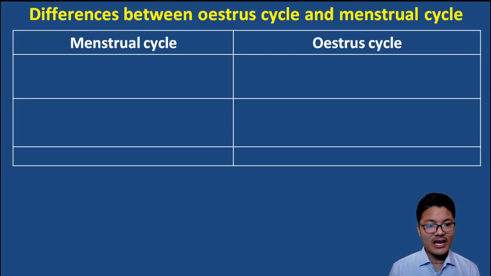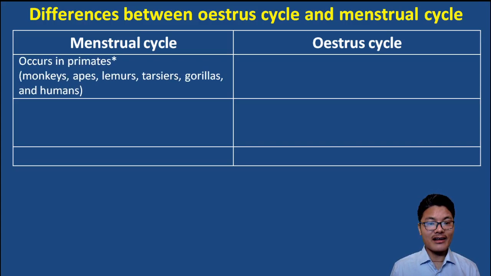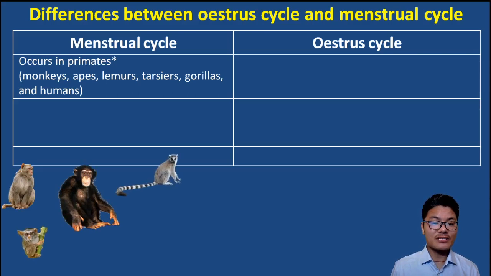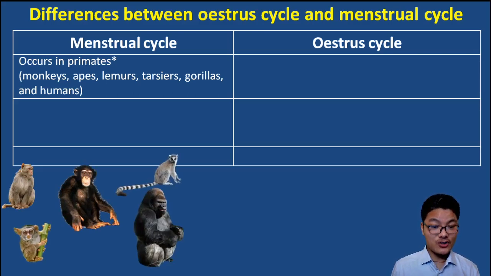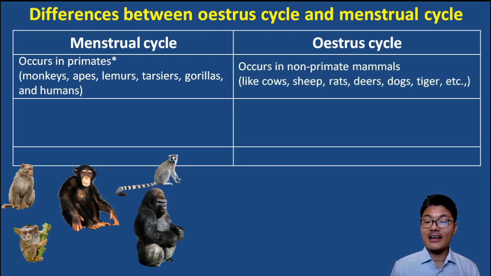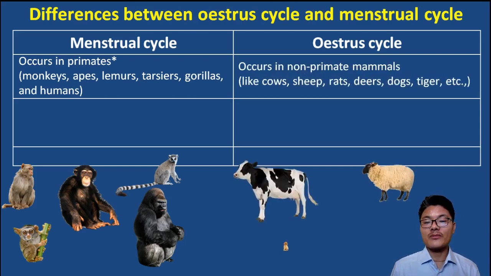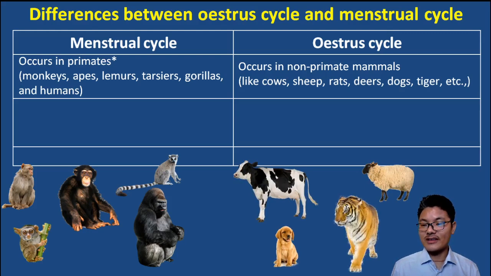The menstrual cycle, as we had already discussed, occurs in primates like monkey, apes, lemur, tarsier, gorilla, and human. You can see me on the screen, so I'm a human, representing human. The estrous cycle occurs in non-primate mammals like cow, sheep, rat, deer, dogs, tiger, and so on.